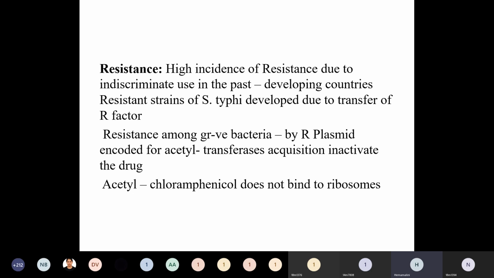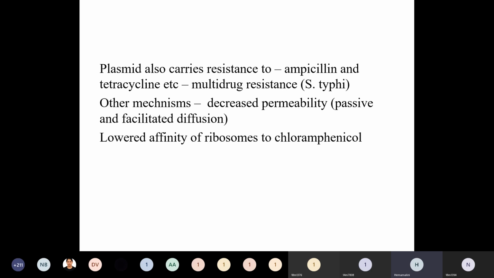Coming to the development of resistance towards the drug, there's high incidence of resistance due to indiscriminate use in the past in developing countries like India. Resistant strains of Salmonella typhi develop due to transfer of R factor or resistance among gram-negative bacteria by R plasmid encoding acetyl transferase acquisition, which inactivates the chloramphenicol. So acetyl chloramphenicol will not go and bind with the ribosomes. The plasmid also carries resistance to ampicillin and tetracycline, etc. It induces multi-drug resistance, and other mechanisms by which the organism develops resistance are decreased permeability into the bacterial cell and decreased affinity of ribosomes towards chloramphenicol.